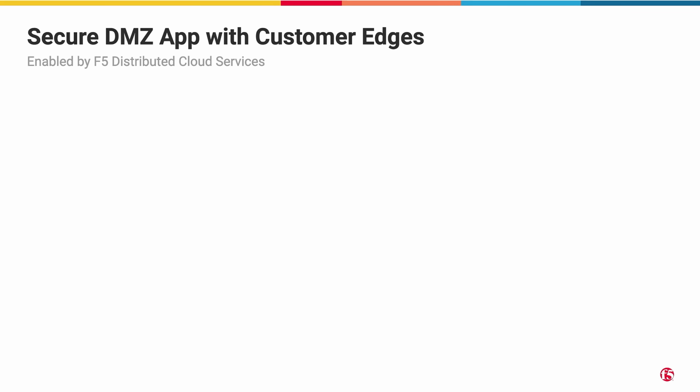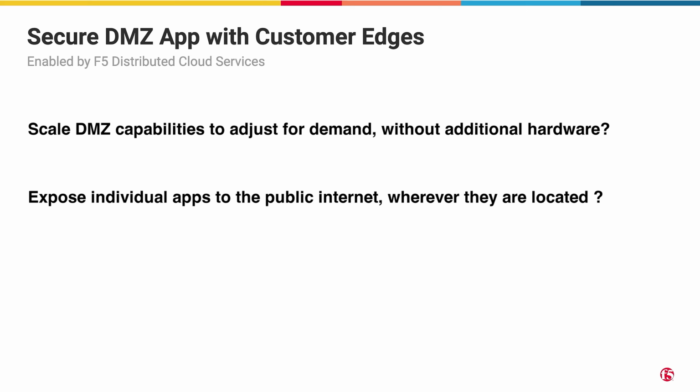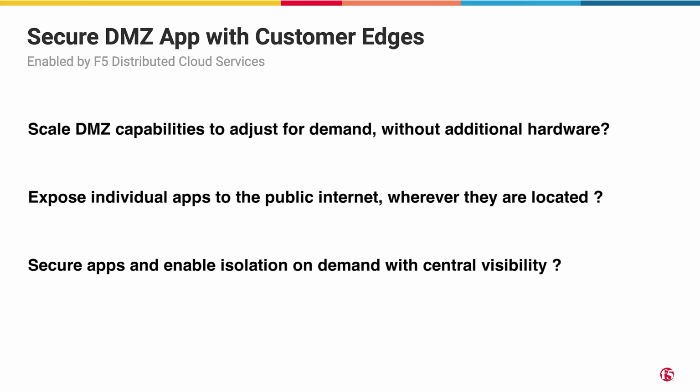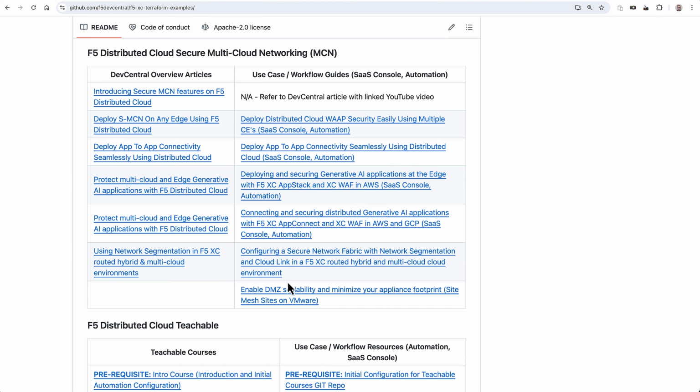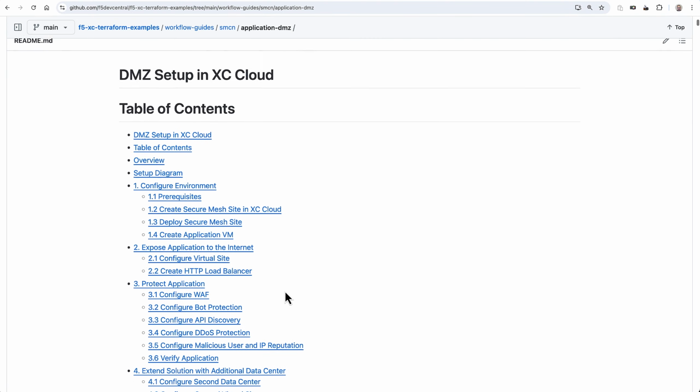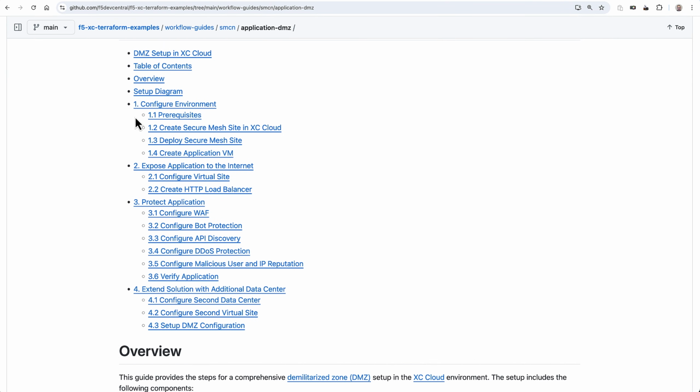How do you create a secure DMZ environment for applications that are running on VMware within private cloud or data center? This video showcases an F5 DevCentral workflow guide for configuring customer edge sites on VMware using F5 Distributed Cloud or XC Multicloud networking in the following 4 steps.